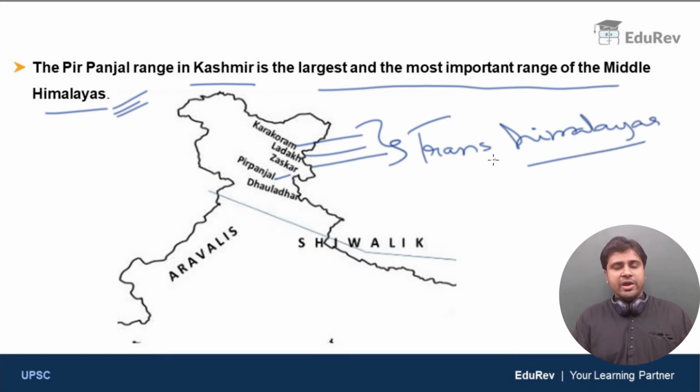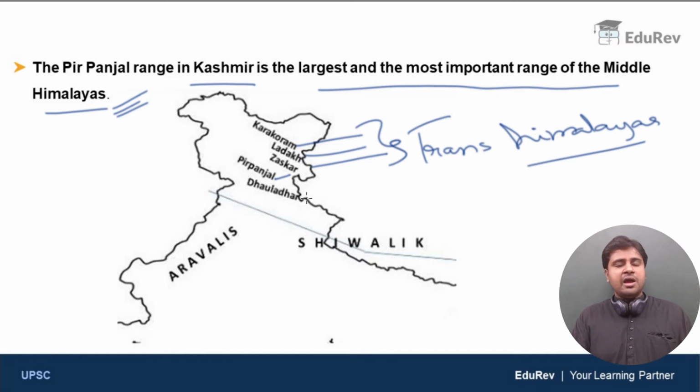Right now we are discussing the division of Himalayan ranges. First we spoke about the Shivaliks. Now we are discussing Middle Himalayas. After this, we are going to discuss the Great Himalayas, and then we'll proceed on to Trans Himalayas. So Karakoram Range, Ladakh Range, and Zaskar Range are the mountain ranges of Trans Himalayas. So just ignore them for now.